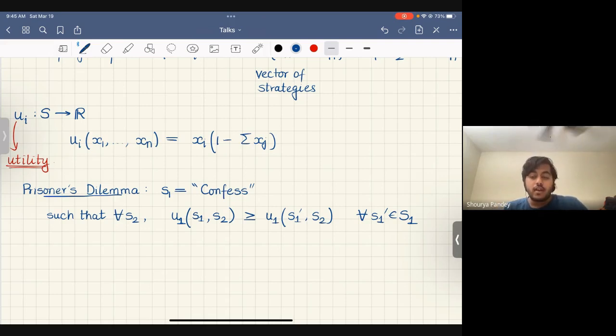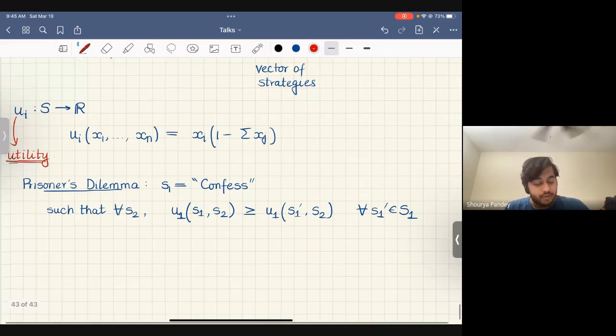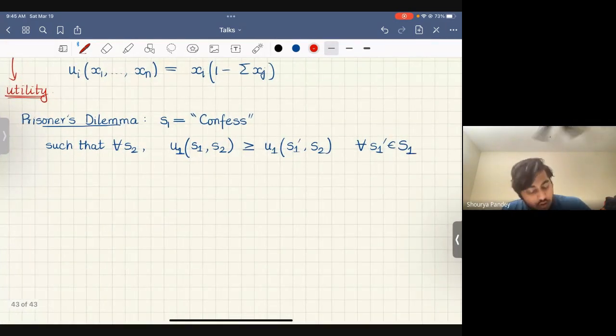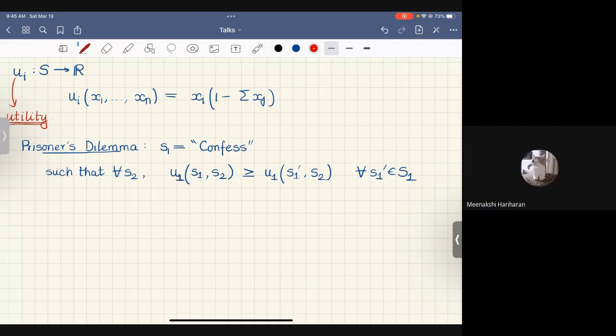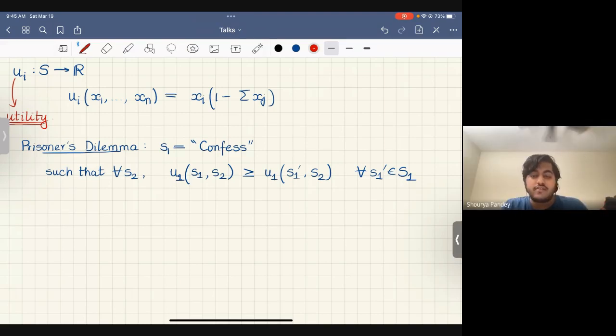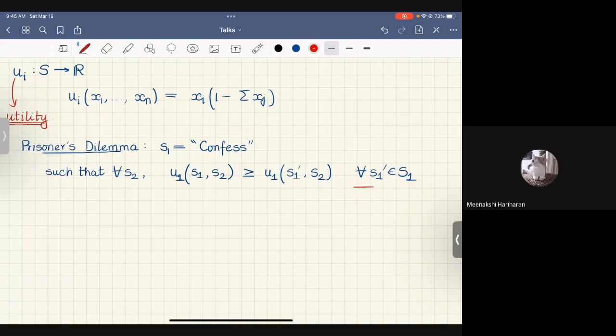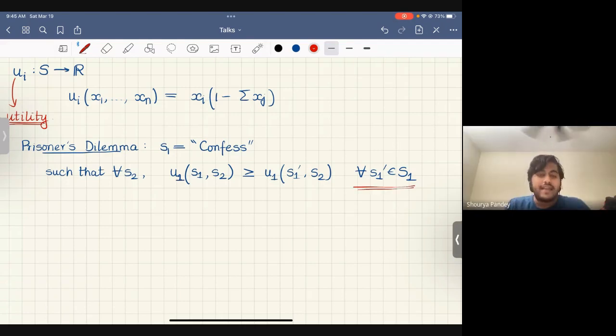Now note that we could also have concepts which are in some sense randomized. Actually, let me talk about that later. But I hope this makes sense. Someone asked what is in the S1 dash: it's any other strategy in capital S1. So basically, this is a strategy such that no matter what anyone else does, it's always best to pick this.